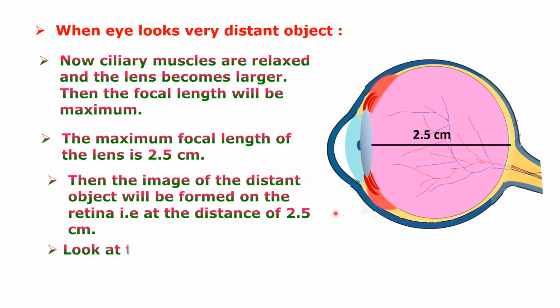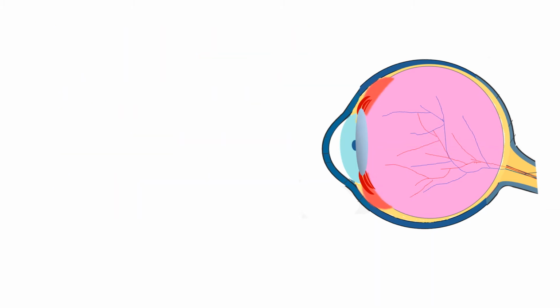This is the maximum focal length the eye lens will have in viewing the distant objects. So the maximum focal length of the eye lens in viewing the distant objects is 2.5 centimeters. That's all. Now see here.